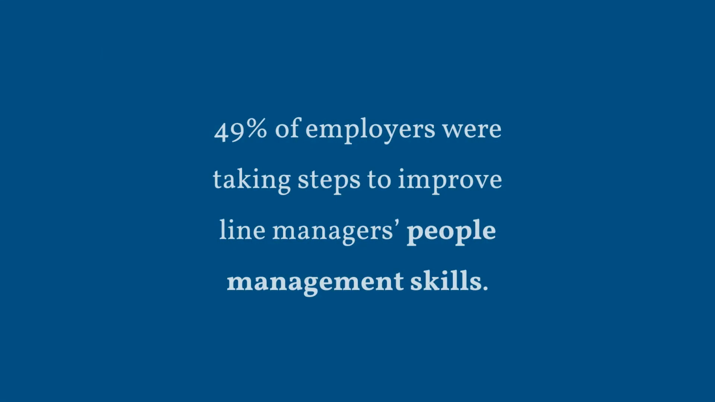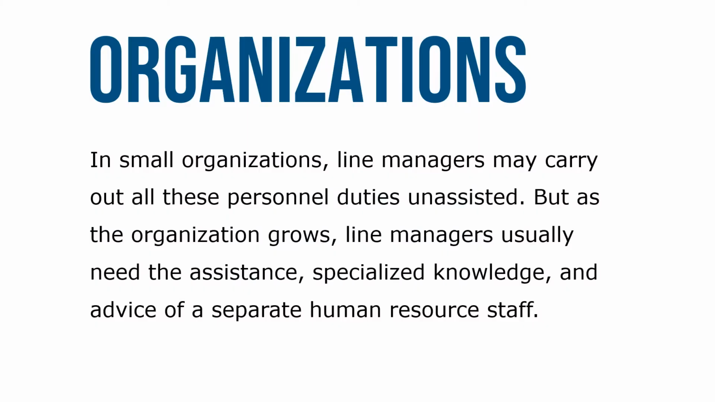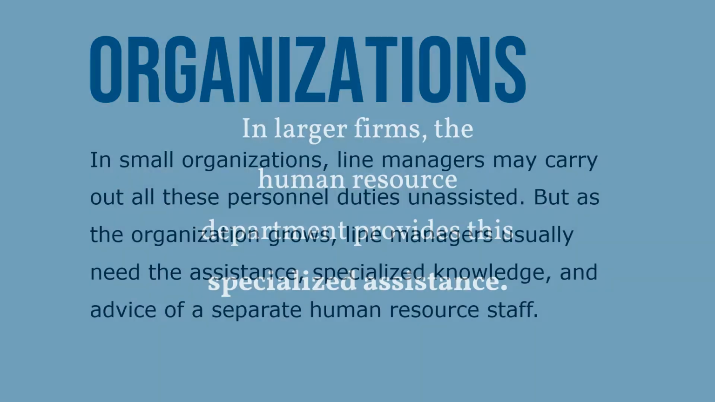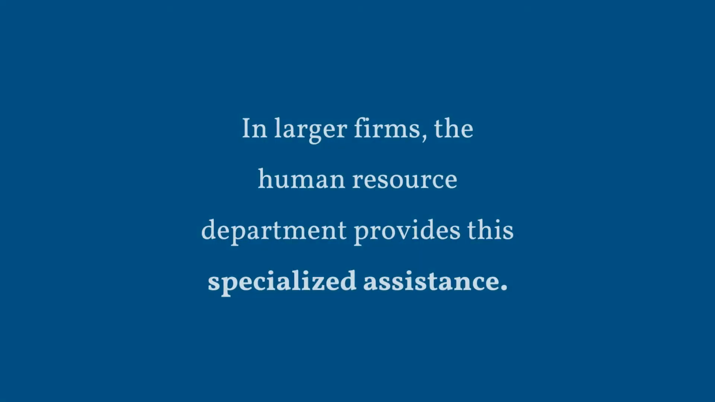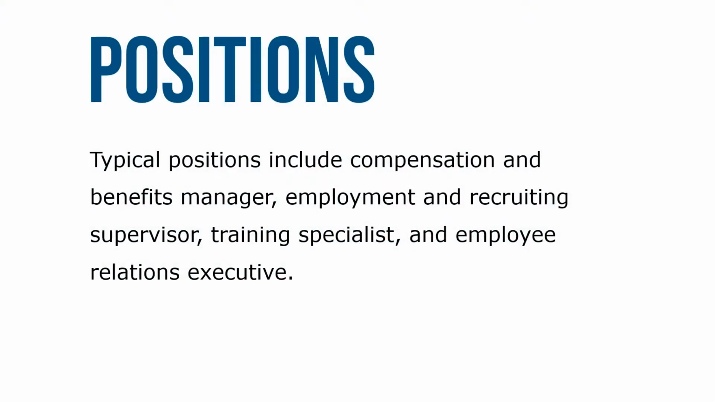49% of employers were taking steps to improve line managers' people management skills. In small organizations, line managers carry out most, if not all, HR responsibilities. But as the organizations grow, line managers usually need the assistance, specialized knowledge, and advice of separate human resource staff. In larger firms, the human resource department provides this specialized assistance. Typical positions include compensation and benefits manager, employment and recruiting supervisor, training specialist, and employee relations executive.